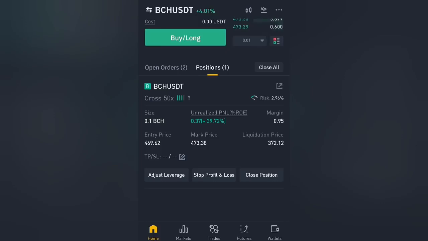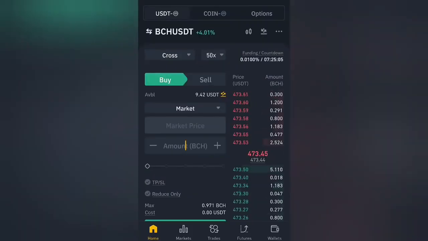I am going to show you exactly how this works. Pay attention to the liquidation price. Right here, the liquidation price is 3.72 and my available balance is 9.42. Let's say I want to reduce my available balance. As you can see, I've taken away 5 USDT from my available balance.